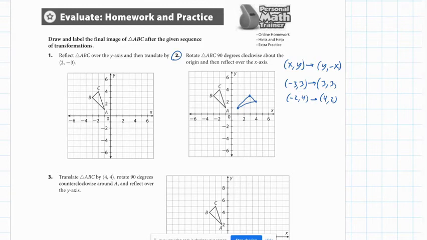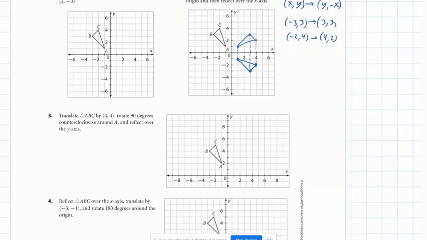Now we're going to reflect over the x-axis. So if I reflect over the x-axis, this point's going to go straight across to there. This point's going to go straight across to there. And this point's going to go straight across to there. So here's our final image. And we see that that is a rigid transformation. The figure is exactly the same. All we did is rotate it, which didn't change the shape, and then reflected it, which also doesn't change the shape. Now I'd like you to pause your video and try problem number 3 and press play when you're done.